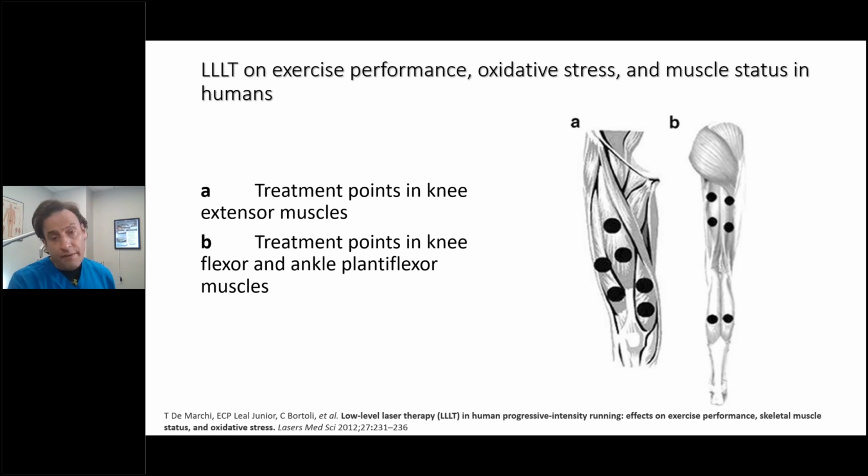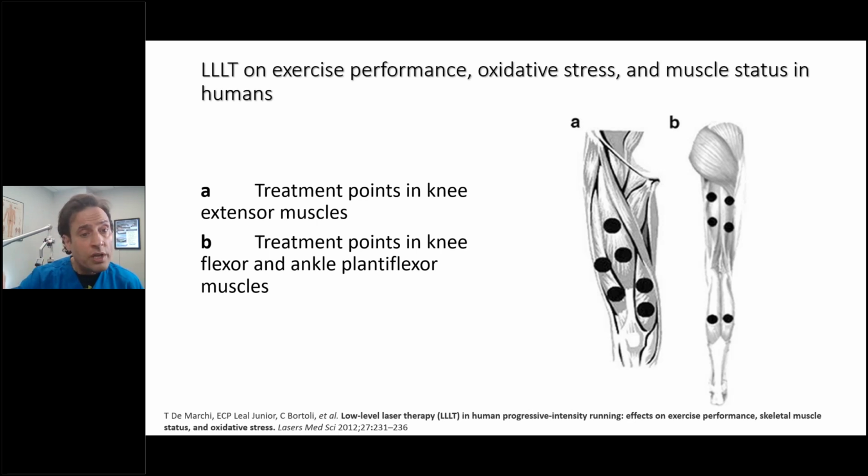So it was low-level laser and exercise performance, oxidative stress, and muscle status. They did 6 parts in the front, in the quadriceps. They did 4 in the hamstring and 2 in the gastrocnemius. It was 30 seconds in each spot. It was limited to 5 minutes, and they had a tremendous change in power on the treadmill. So if you have somebody who wants increased performance, again, we want to talk a little bit about sports in this particular one. We haven't done a real sports one yet.